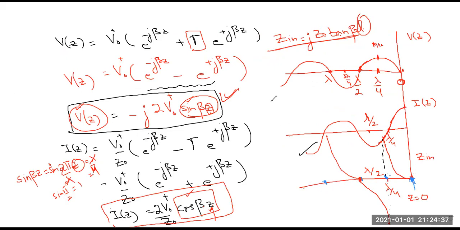And from this we get the important result, which I'm going to write over here: a transmission line is a periodic structure.